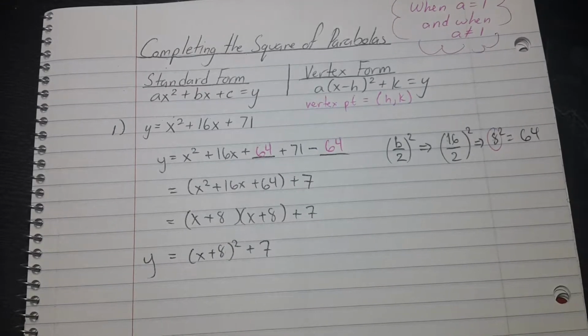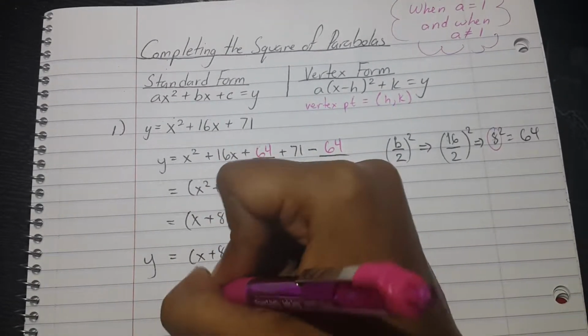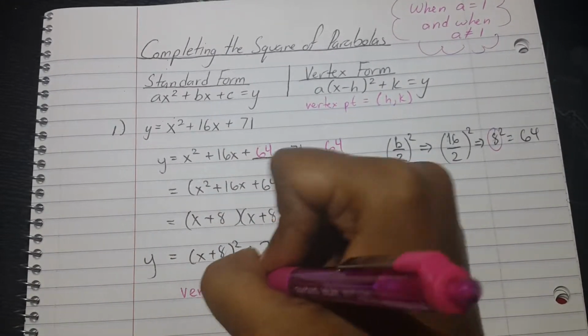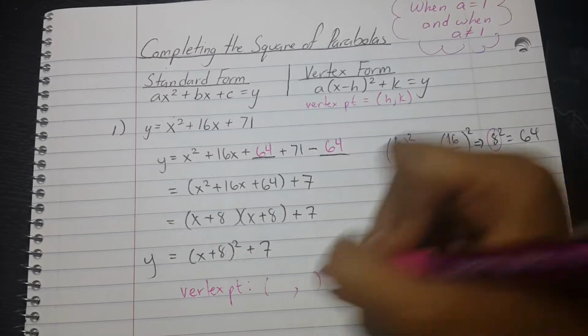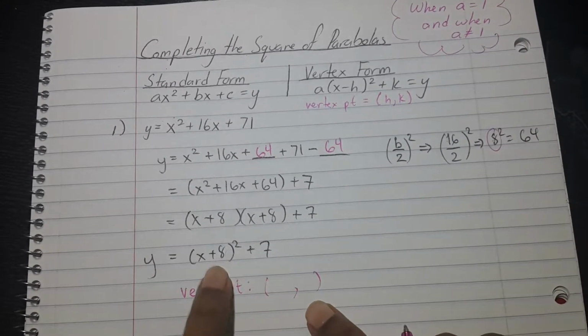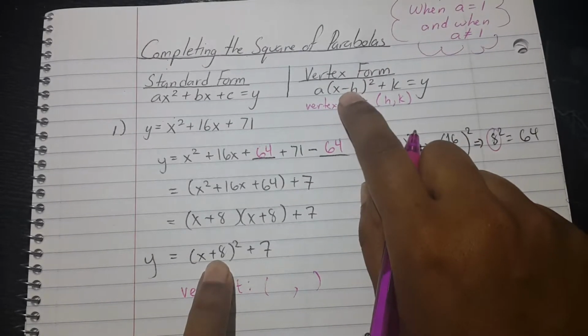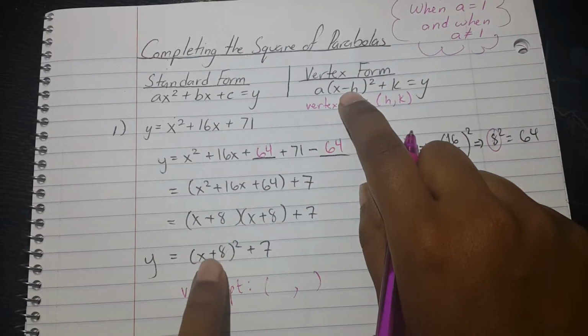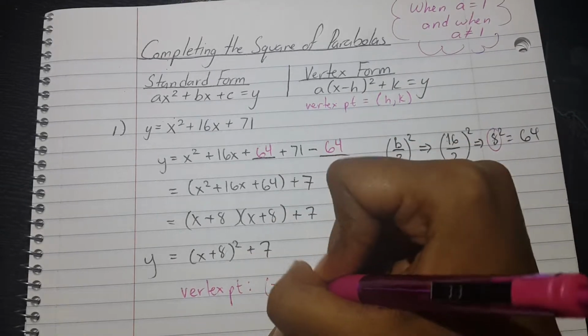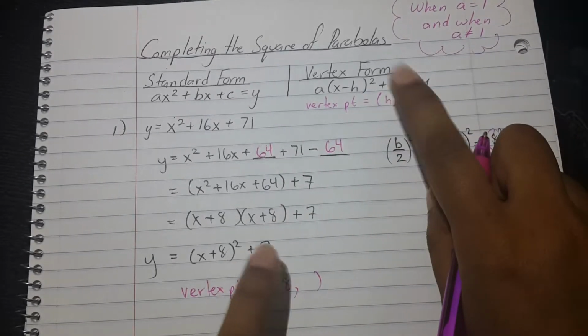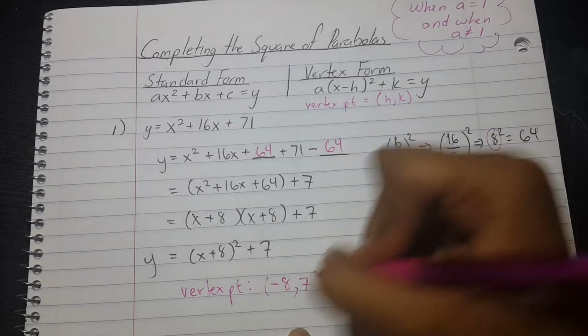And how can I plot the vertex point? Well, the vertex point is going to rely on the h and k of the problem. So I have a positive 8 here, but I had originally a negative h in the vertex form, so this needs to be the opposite sign, so that's going to be negative 8. And then this is going to be the same sign, it's going to be 7.